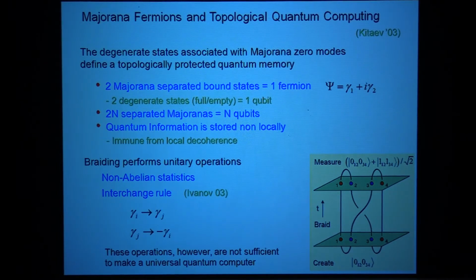Is it obvious that the only rotations non-abelian braiding allows you to do are 90-degree rotations? Well, it's because of this rule. This is all you can do. Yeah. All right.